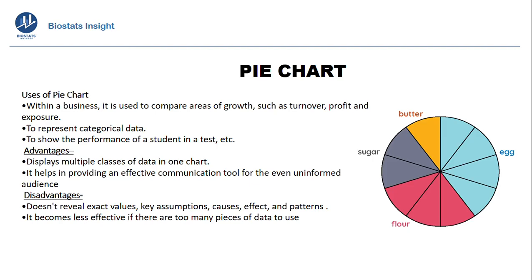Now, what comes with the disadvantages? The first one is that we are able to see only the composition of the categories, but we are not able to understand or track cause, effect and patterns. I mean, the relationship between two variables we can't interpret with this graph. It becomes less effective if there are too many pieces. If we have three to 4 categories, we are able to easily understand. But if we have 9 to 10 categories, then it would be difficult for the audience to understand.